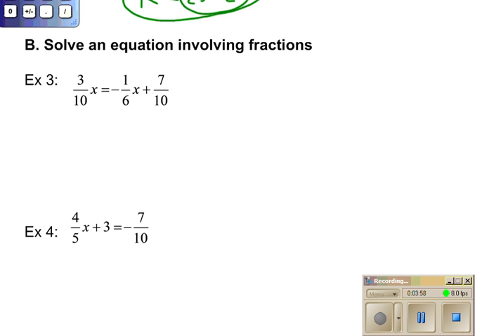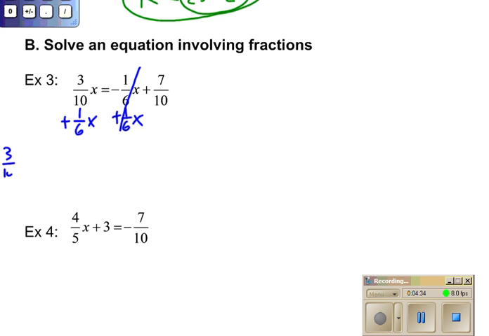All right, so for B, next I'm going to solve equations involving fractions. There's the hard way to do it and the easy way to do it. Let's start with the hard way. I want to get all the x's on the same side. To do that, I would have to add 1/6 x to both sides.